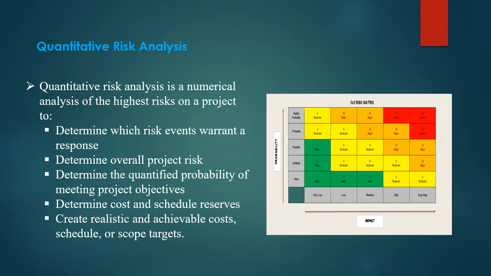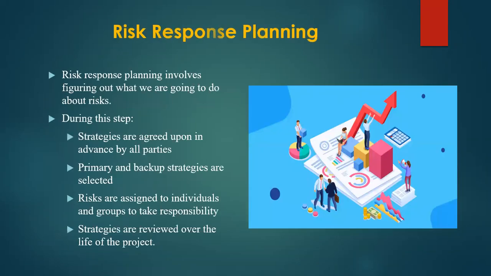For quantitative risk analysis, we will be looking at the numerical analysis of the highest risk in the project by determining the probability and the overall risk ranking for the project. This helps us to know if it is negligible, moderate, high, or measured. After analyzing the risks, project managers have to come up with a risk response plan, which should present the strategies that will be agreed upon in advance by all stakeholders and individuals assigned in groups for a proper response.